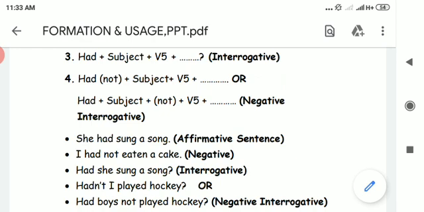That means the formation of this particular sentence is very easy to remember. You can easily pick it up, you can grasp it. You are always using had, and had is considered to be some sort of dress with past perfect, right? Had plus you are using V5.